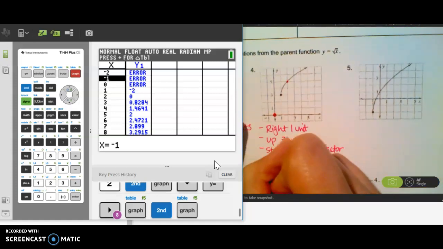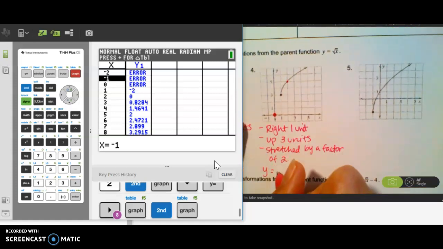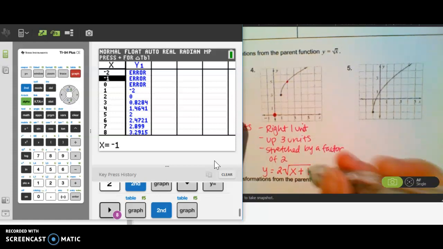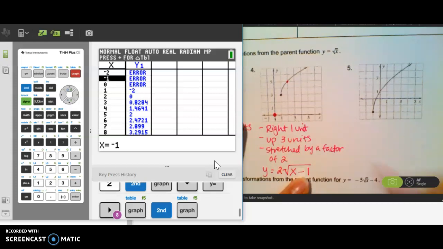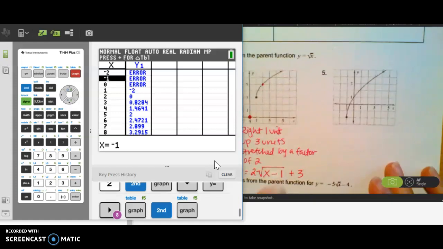Last thing, let's write the function. It's not a reflection, so it's not negative. It's stretched by 2, so we start with 2. Then the absolute value of x. Right 1 unit tells us plus 1. Oh, I'm sorry, that tells us minus 1. And that's where we have to be careful. x minus 1, and then up 3 means plus 3 at the end. I want you to try the last one on your own and then check it with me.